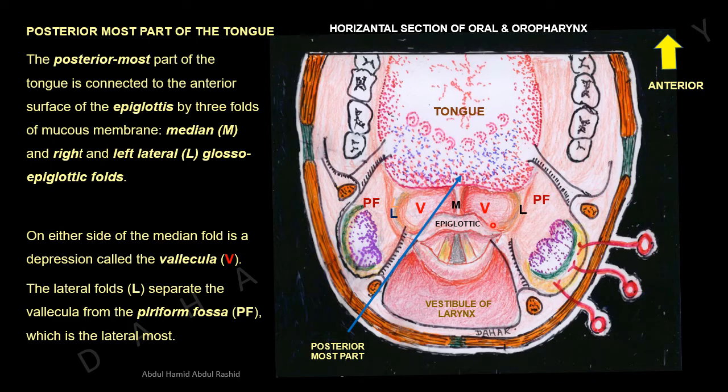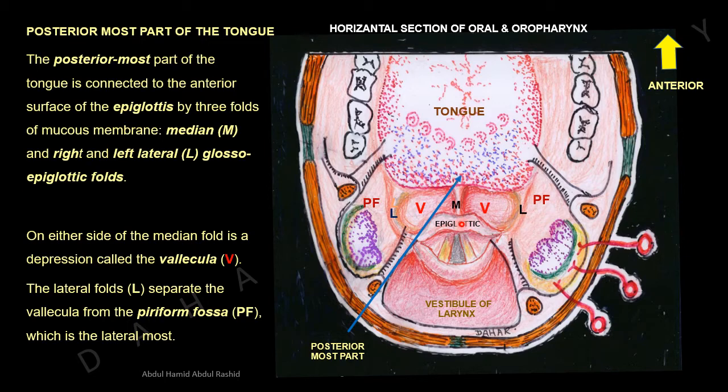So we can see this is the epiglottis. This is the dorsum of the tongue. And there are 3 mucosal folds between the tongue and the epiglottis called glossoepiglottic folds. The one along the midline is the median glossoepiglottic fold. On either side, on the right and left, we have lateral glossoepiglottic folds, altogether 3 folds.